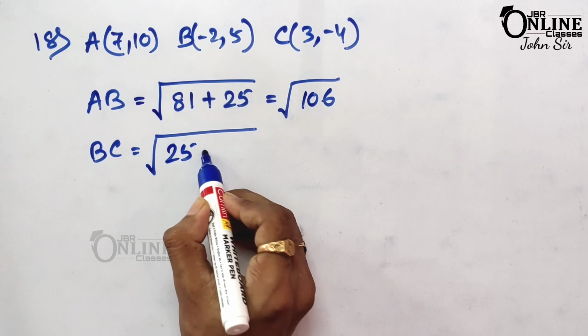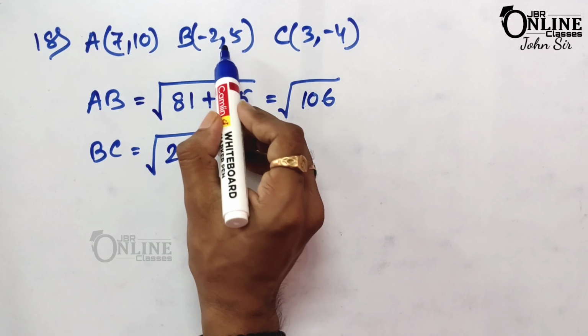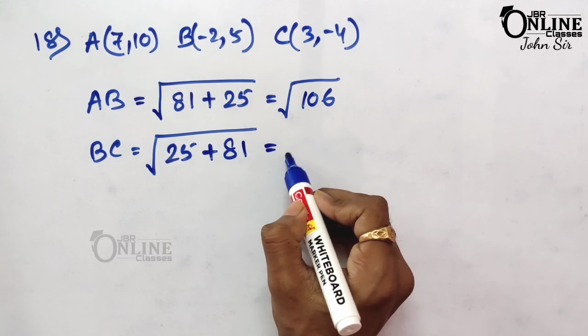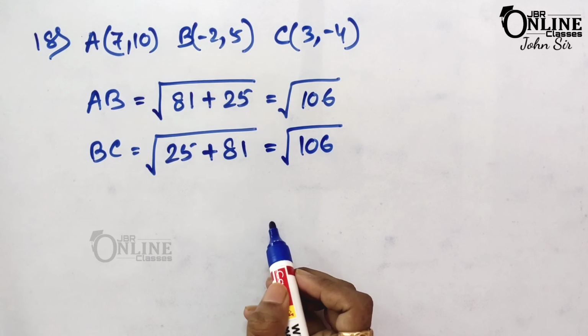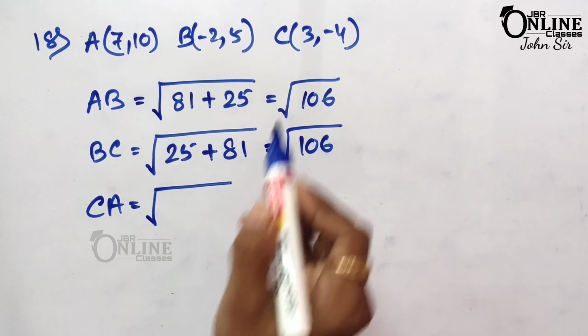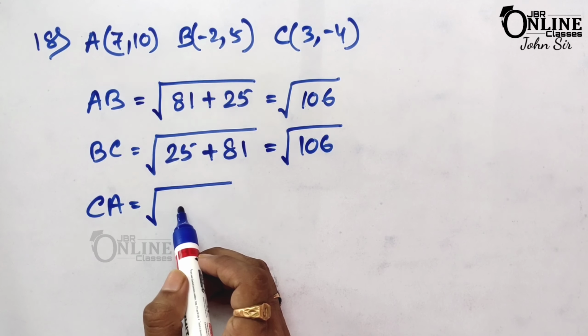So 5 square means 25. Minus 4 minus 5, it's minus 9, that means 81. So 25 plus 81, again 106. Now the last one, that is CA. 3 minus 7, it means minus 4.